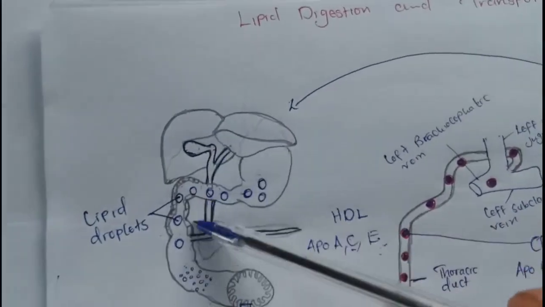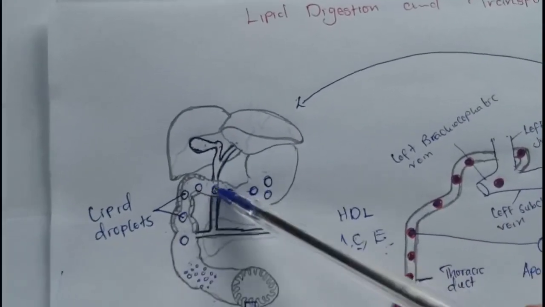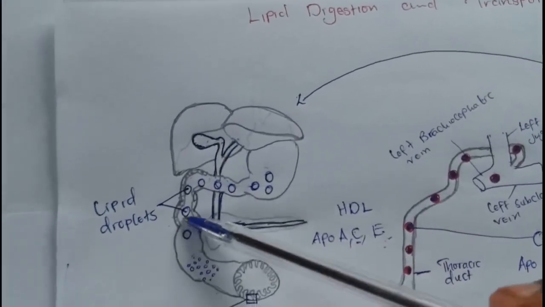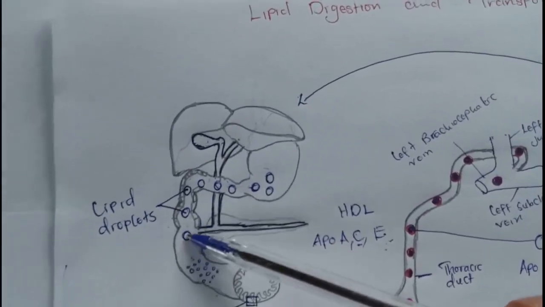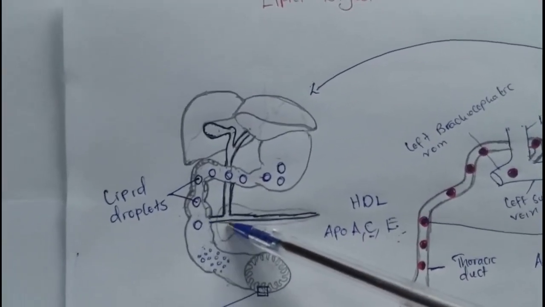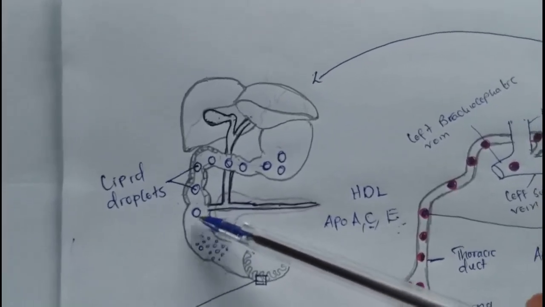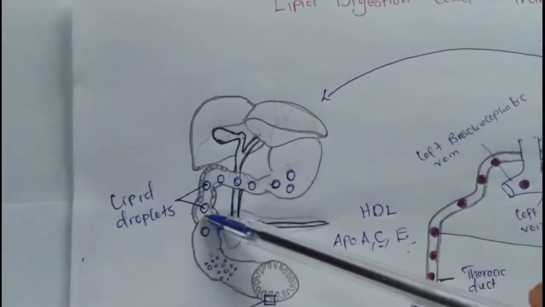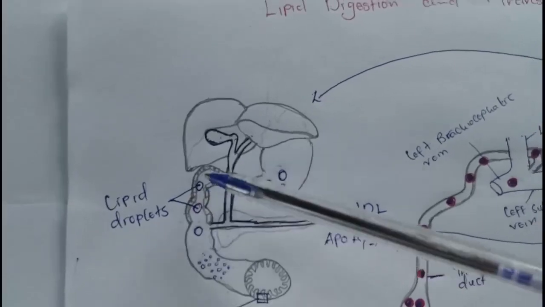All right, so now we have our bile salts there. The bile salts will come in, and these lipid droplets which are coming in are in the form of globules. These globules are just too big for the pancreatic lipase enzyme to act on. So the function of the bile salts is simply to emulsify the lipid globules.